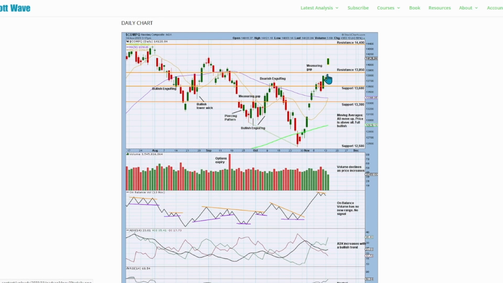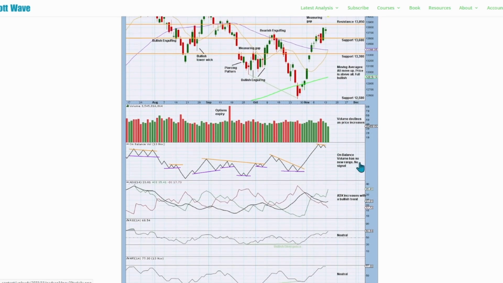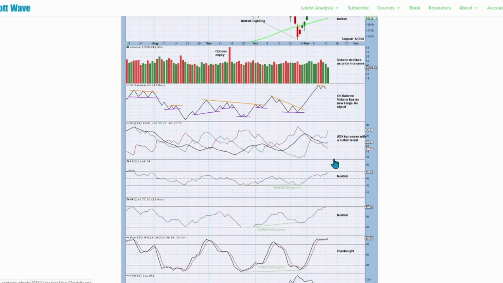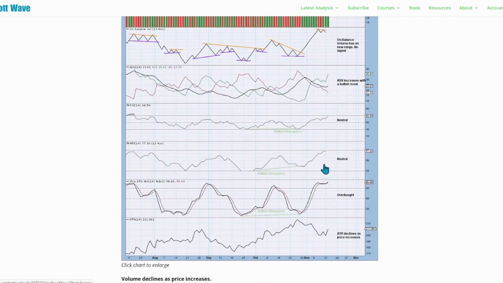And on the technical daily chart, price has continued to increase past support at 13600 and now support at 13850. Volume is steadily declining as price increases. On balance, volume has no new range and gives no signal. ADX now increases with a bullish trend that is not yet extreme. RSI and money flow both neutral, with stochastics overbought, having remained overbought for the last few days.